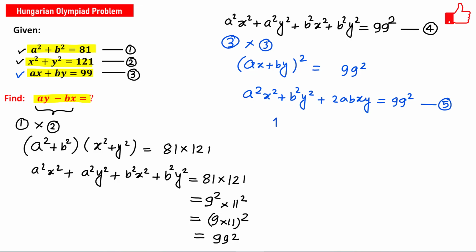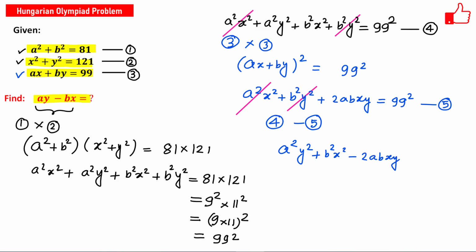Now what I can do is subtract these two equations, let us say 4 minus 5. So what will I have? On the left hand side, the a square x square term will cancel. The b square y square term will also cancel. So the terms left are a square y square plus b square x square minus 2abxy, and on the right hand side 99 square minus 99 square is equal to 0. Now this is simply (ay minus bx) whole square.